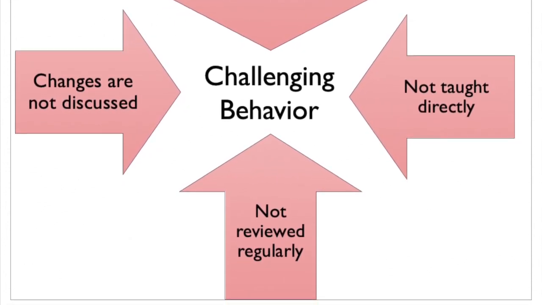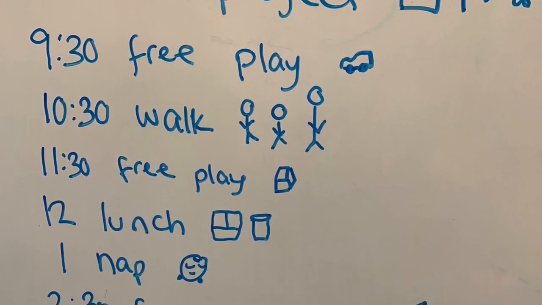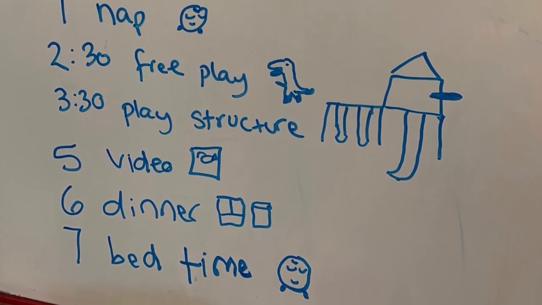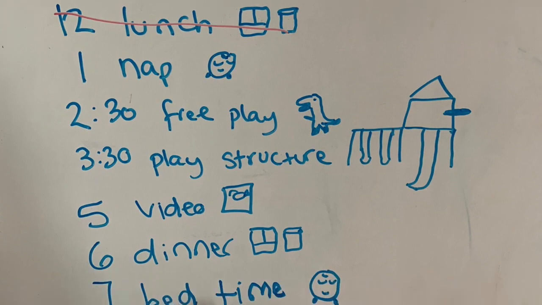There are many ways to make visual schedules, and I'll show you just a few examples. The first is using a whiteboard and whiteboard pens to write and draw the schedule. Throughout the day, things can be crossed off or erased as the day progresses.